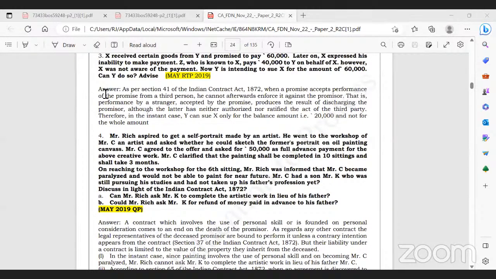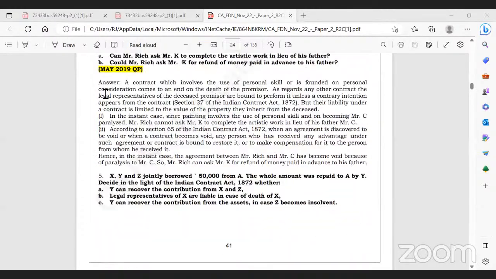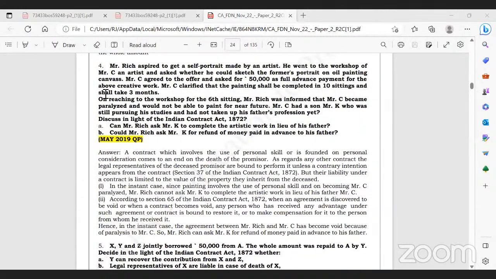Read that answer over there, you'll get it. I'm giving you the gist of the answers. A contract which involves the use of personal skill or is founded on personal consideration comes to an end on the death of the promisor. As regards any other contract, the legal representatives of the deceased promisor are bound to perform it unless a contrary intention appears from the contract, Section 37 of the Indian Contract Act 1872. But their liability under a contract is limited to the value of the property.